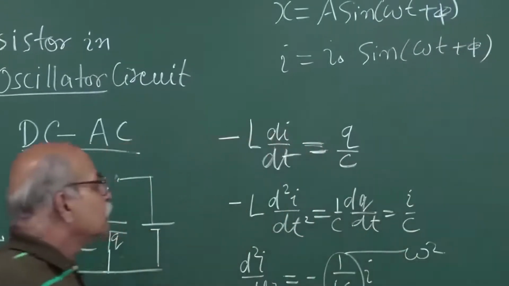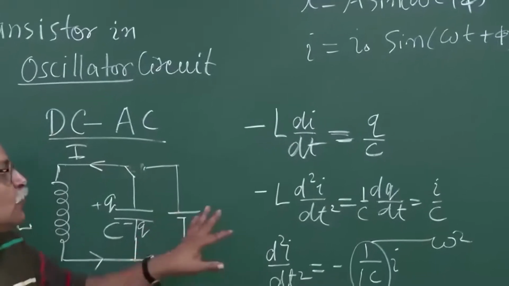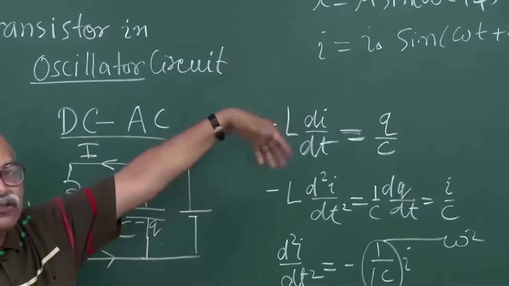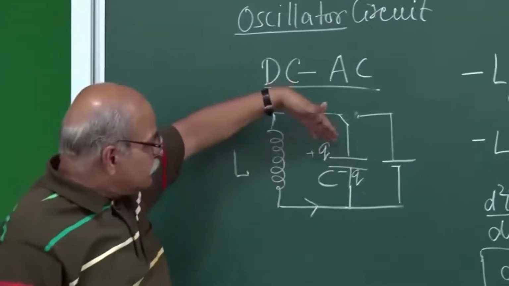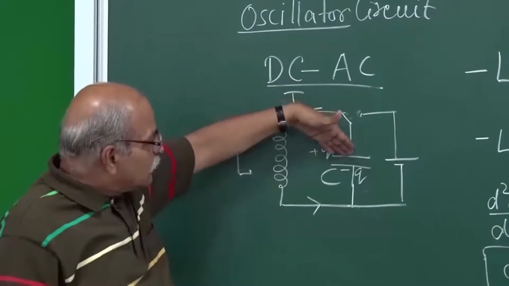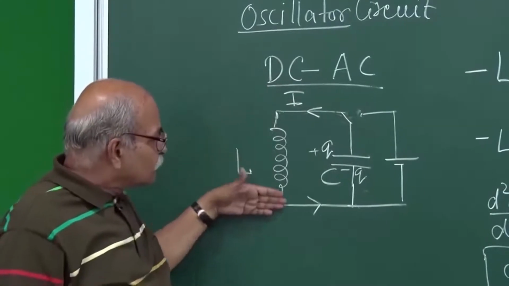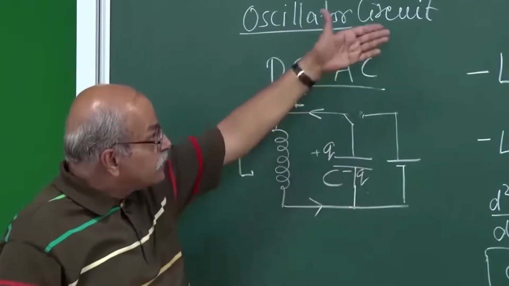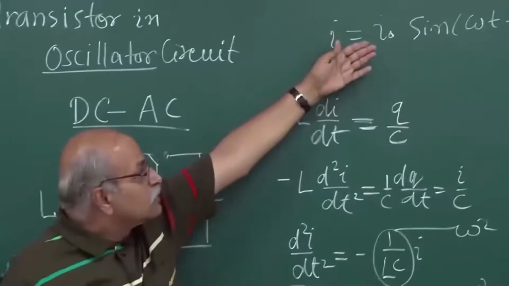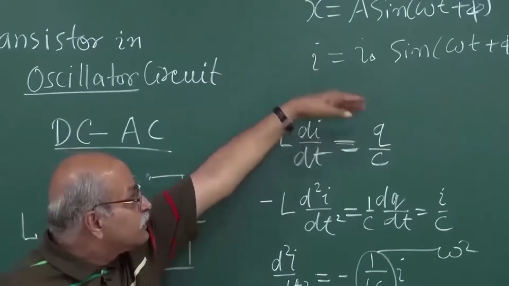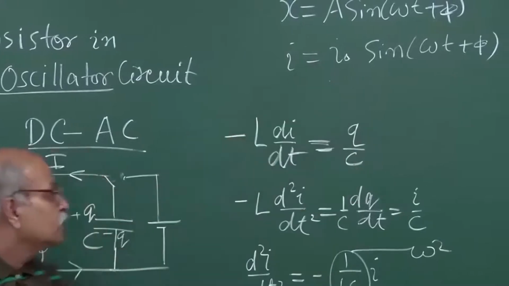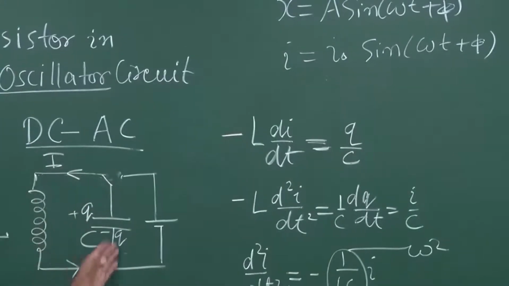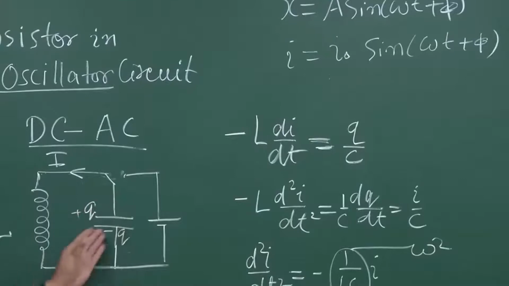So the current oscillates in time. It goes from +I₀ to -I₀. So that means what will happen physically? Physically what you have is the current goes like this, and then it changes its magnitude as a function of time, and finally it changes sign also, and it goes up to -I₀.